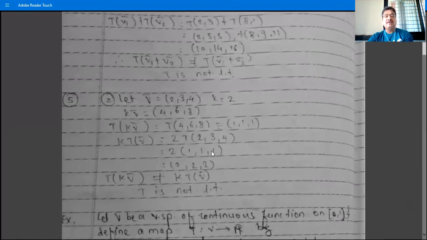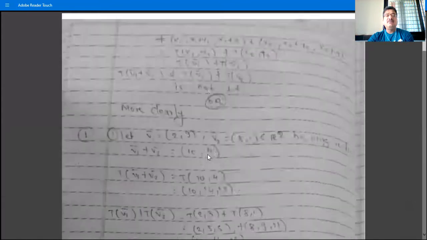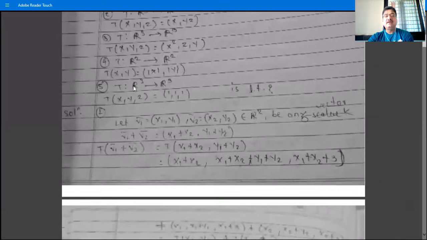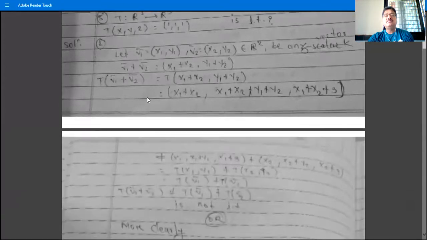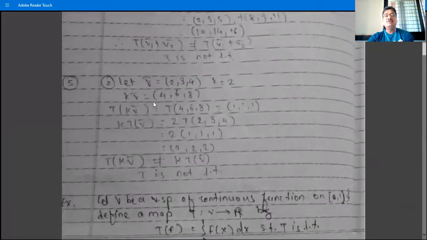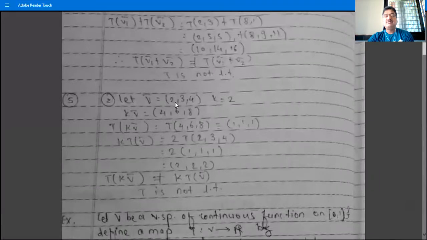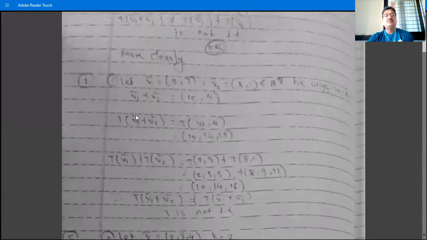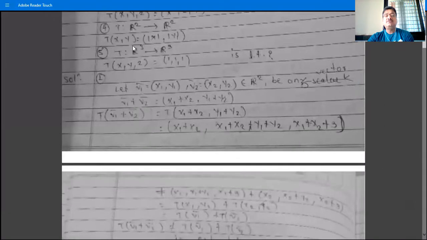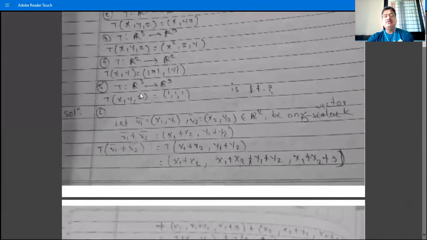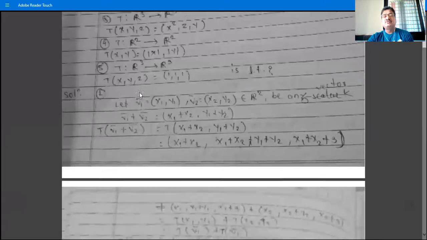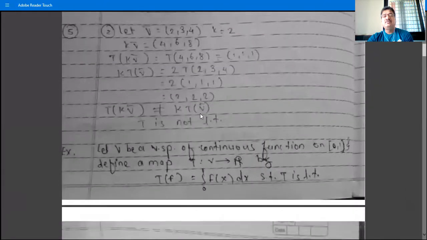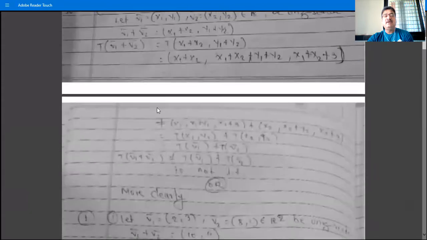Similarly, example number 5 is again not a linear transformation. So we will show that the second property fails for this example. How can we show that the second property fails by using a counter example? Here T is from R3 to R3, so we have to take one element from R3. Suppose V bar is (2, 3, 4), which is an element of R3.